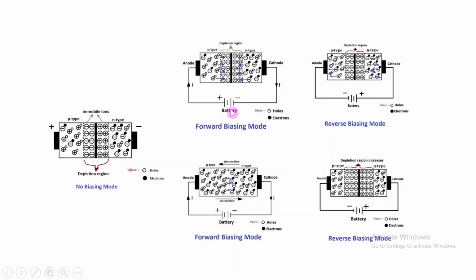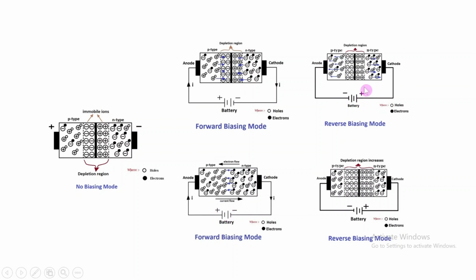If we provide an external battery, connecting the negative terminal to the n-type material and the positive terminal to the p-type material, the negative terminal will repel these electrons and the positive terminal will repel all these holes. A time will reach when all these electrons combine with these holes, and the current will flow. This sort of arrangement is called forward biasing.